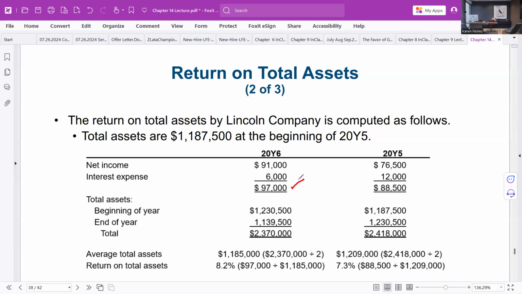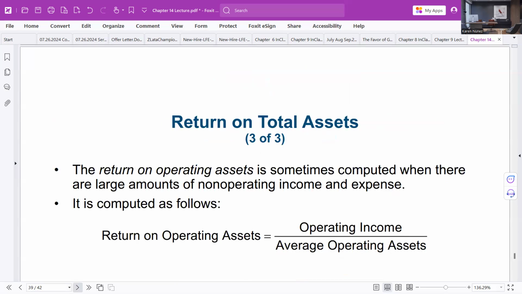And what this tells us is, on average, given our investment in assets, we're able to generate roughly 8.2% return on the dollar. Given a dollar investment, we get 8.2% of income or earnings or profits. And again, that's a sign of improvement. We've gone from 7.3% to 8.2%. And again, shows our ability to generate those profits.